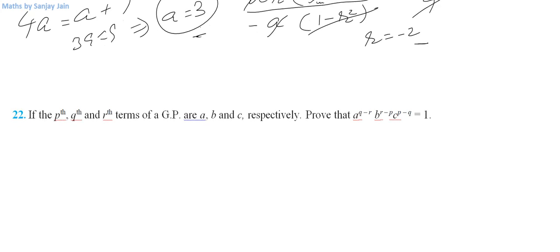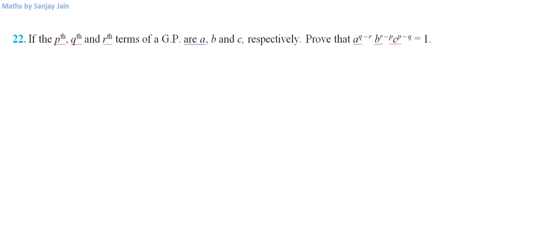If the pth, qth and rth terms of a GP are a, b and c, prove that this relation is true. So what is the pth term? Now see, this small a is used here, so I'll consider capital A to be my first term and capital R to be the common ratio. So the pth term means A R raised to power p minus 1, and it is equal to small a.